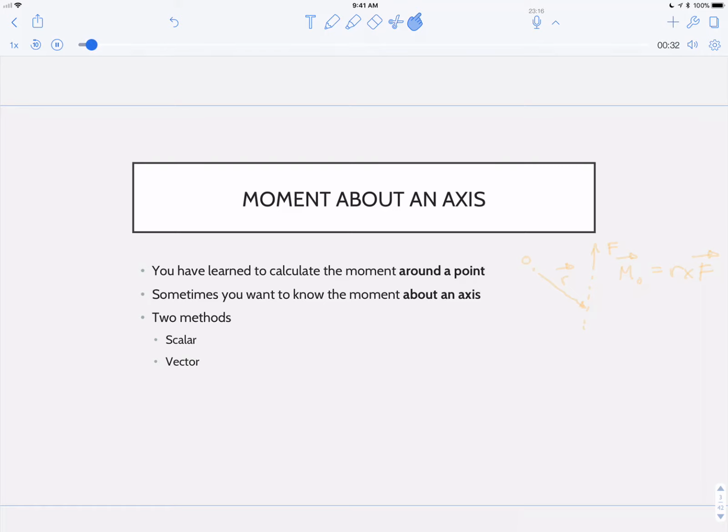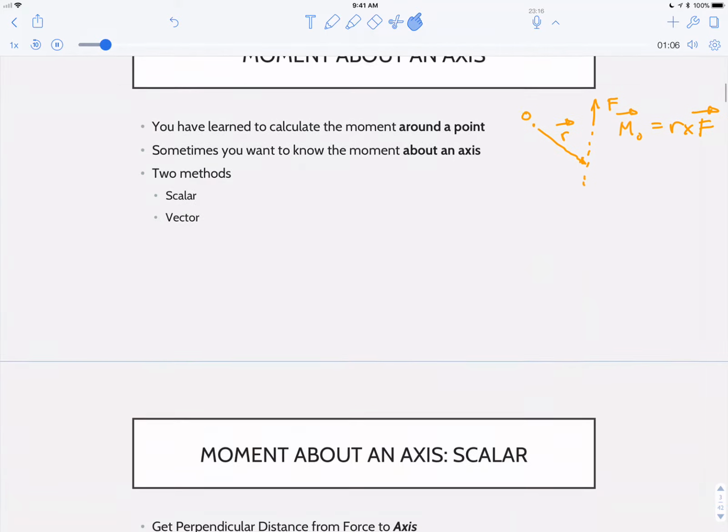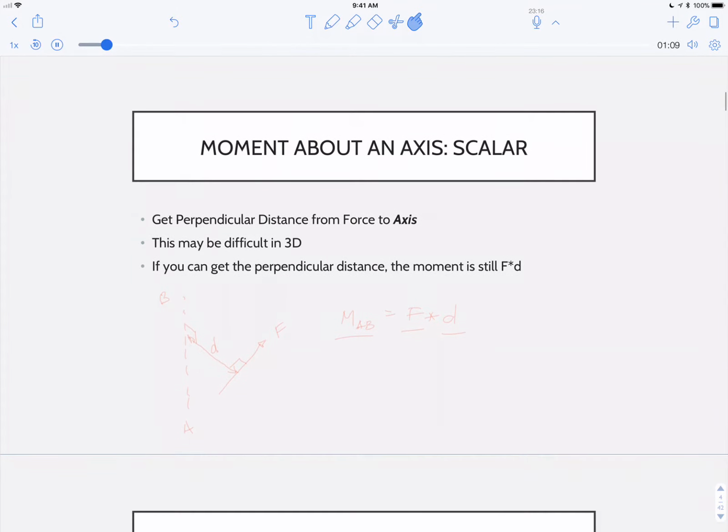You've learned how to calculate moments around a point. You have a point here, you have a force F, and remember you have this force line and you take any R to that force line, and M about this point O is just R cross F. Sometimes you want to know moment about an axis. There are two methods to do this, a scalar method and a vector method. Let's talk about the scalar method first.